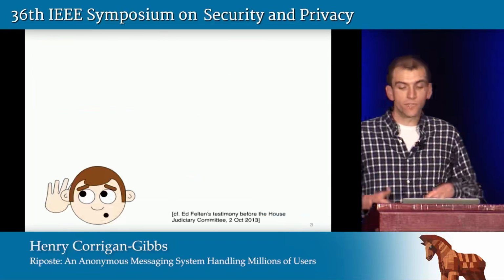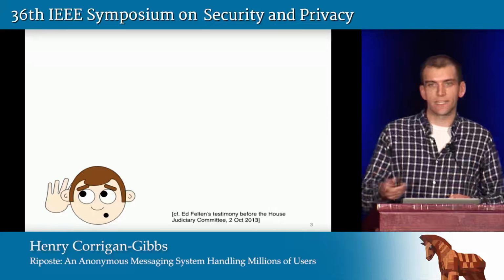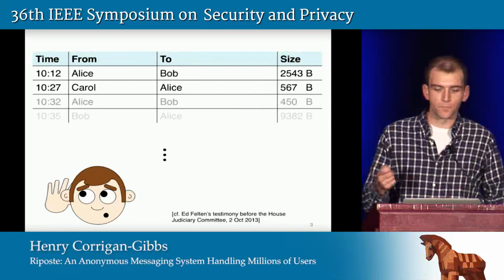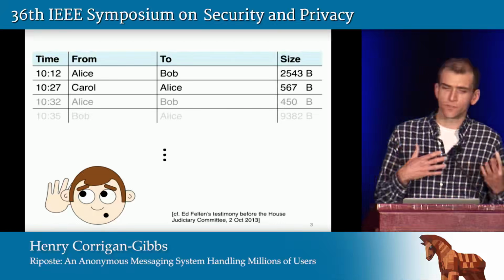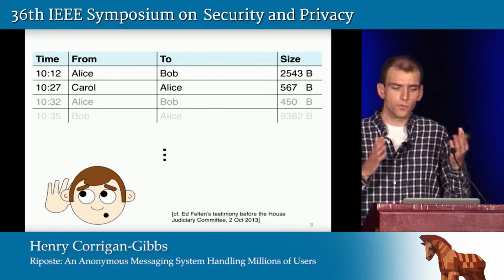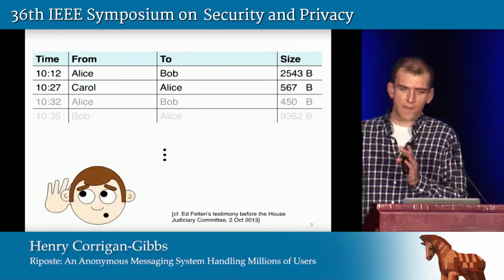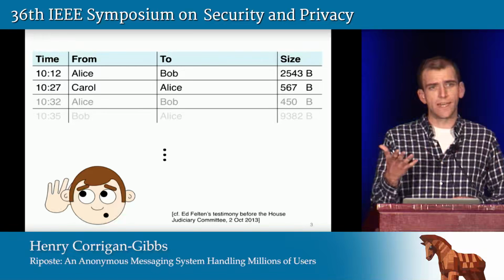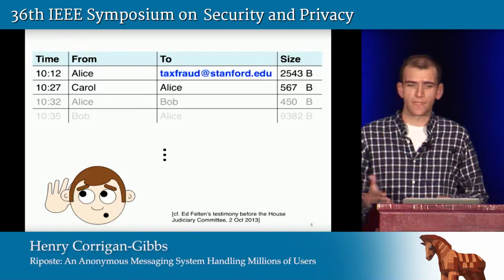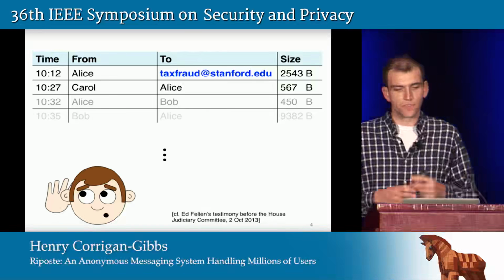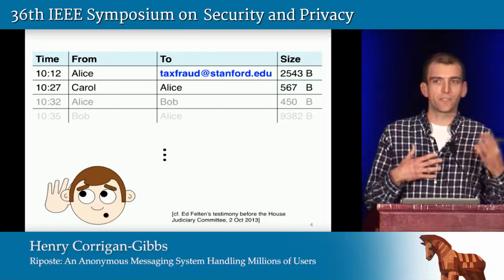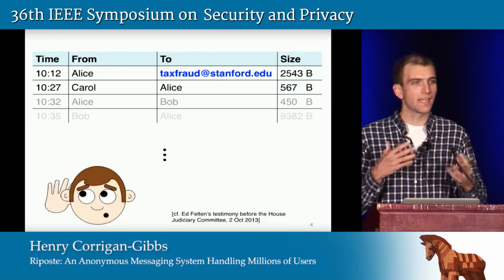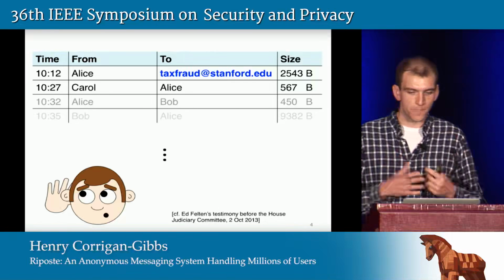So in particular, if you look at what the adversary learns by listening in on Alice's network connection for a period of time, you see that the adversary can build up this sort of table. So he learns who Alice is talking to, the size of her packets, and the timings of those packets. And this doesn't necessarily look so bad until you swap out one of these fake names with the name of a real organization. So for example, taxfraud@stanford.edu is the email address we're supposed to contact if we suspect there's some tax fraud going on in our academic department.